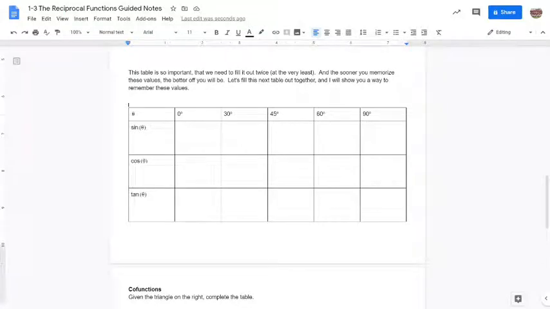Okay, so now we're going to fill out this table again, but I'm going to show you a way to fill it out that has a cool pattern so that you could memorize it in a cool way.